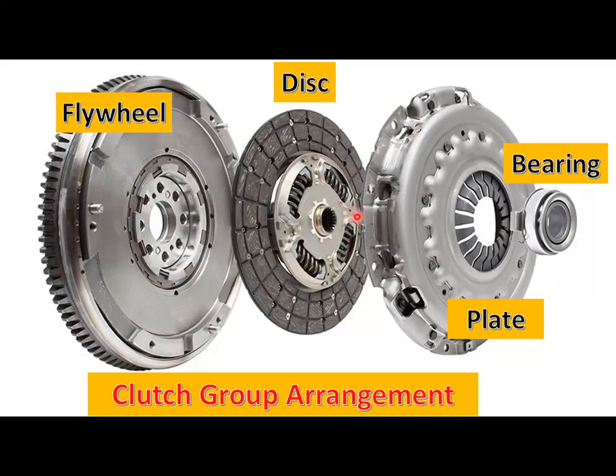The other driving member is called the pressure plate. It is a fairly heavy cast iron disc that is smooth on one side. It is fastened to the cover, which is bolted to the flywheel, so they all turn together. The disc can slide toward and away from the driven plate.